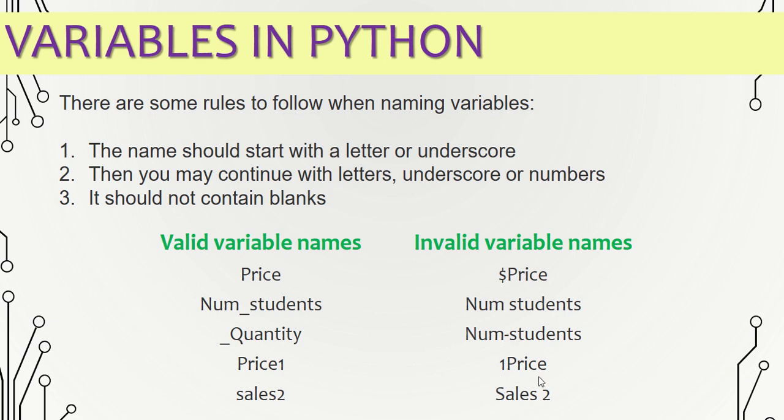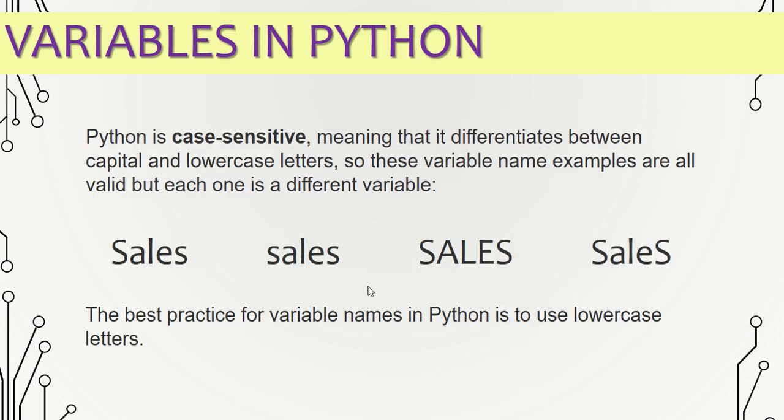One price is not valid, but price one is valid. Sales space two is not valid, but sales two is valid. So I think it's very easy rules that you can follow. Remember that Python is case sensitive, so these variables are all different.